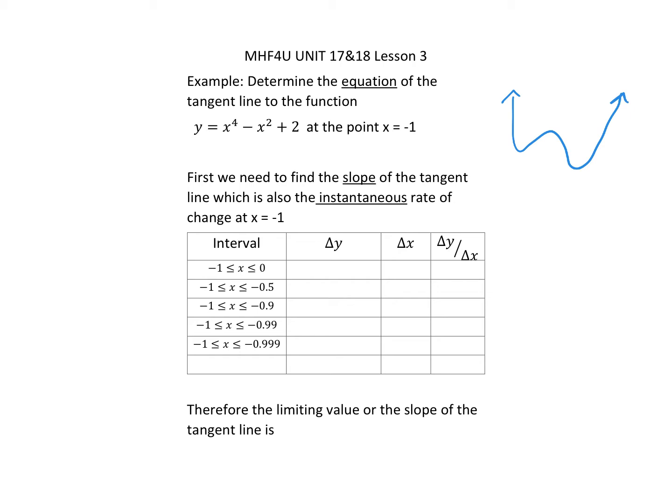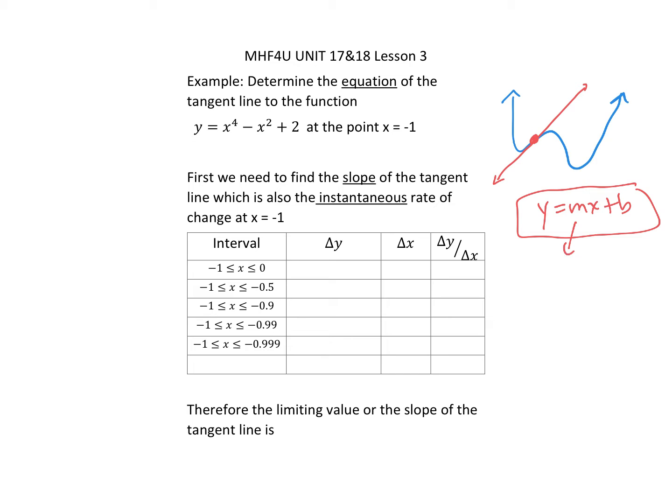So remember that the instantaneous rate of change, let's say it's here, is the slope of the line that passes through that point. So the instantaneous rate of change is the slope of the tangent line. We want to find the equation of the tangent line, so we're looking to find not only the slope, but also the value of b.